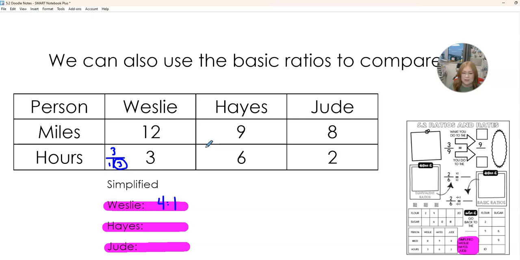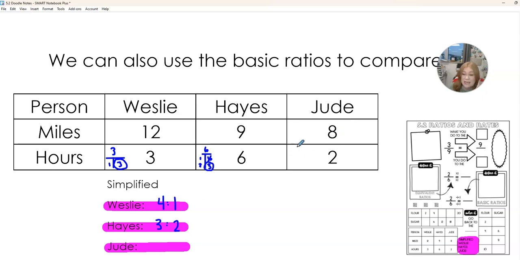Now Hayes, we're going to list factors of 6. So 1 and 6, 2 and 3. 9 can't divide by 6, but it can divide by 3. We're going to divide those both by 3. 9 divided by 3 is 3. And 6 divided by 3 is 2. So we can see Wesley and Hayes were not running at the same rate. He was running slower. He didn't run as far and it took him 2 hours. So she was running like almost double his speed.